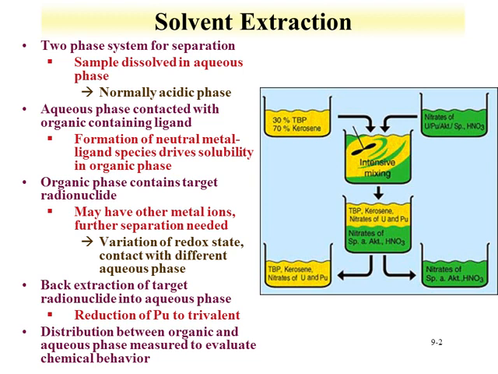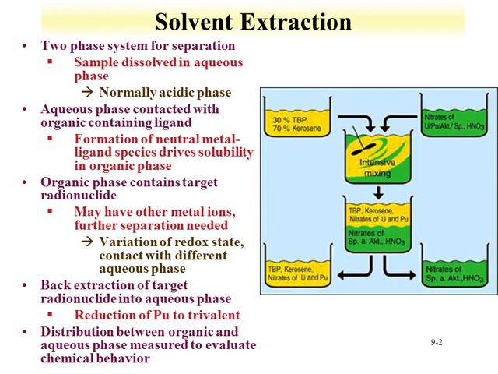The aqueous phase is contacted with the organic phase facing ligand, so in order for a metal ion to be extracted from the aqueous phase to the organic phase, a neutral species needs to be formed. And if you remember on the previous page, we had 2 nitrates with the uranyl, so that would form a neutral species, and that drives the solubility in the organic phase. So the organic phase contains the target radionuclides. It may have other metal ions that are present. These may need to be further separated.